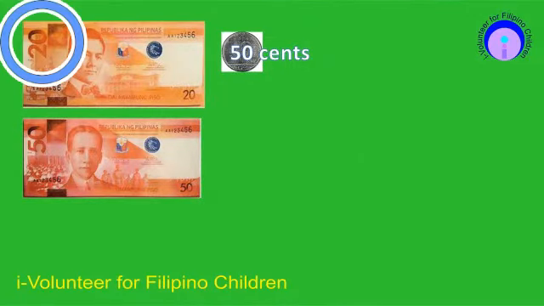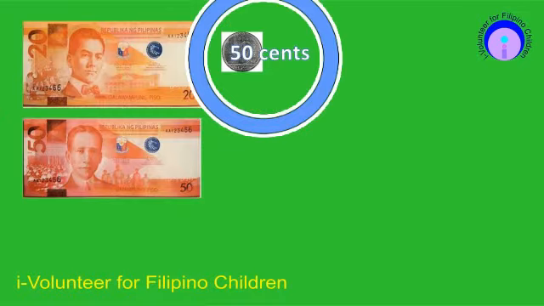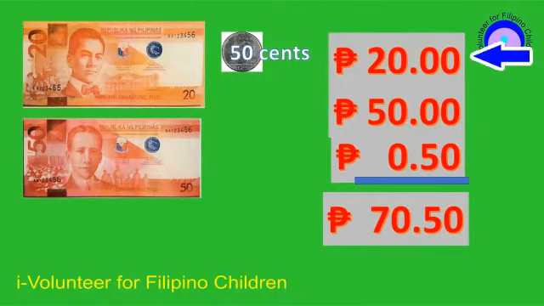Let us add one 20 peso bill, one 50 peso bill, and one 50 cents. Let's try to add 20 pesos plus 50 pesos plus 50 centavos is equal to 70 pesos and 50 centavos.